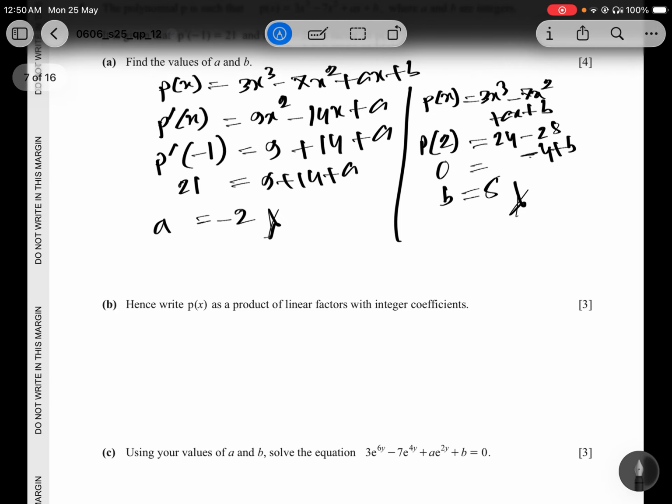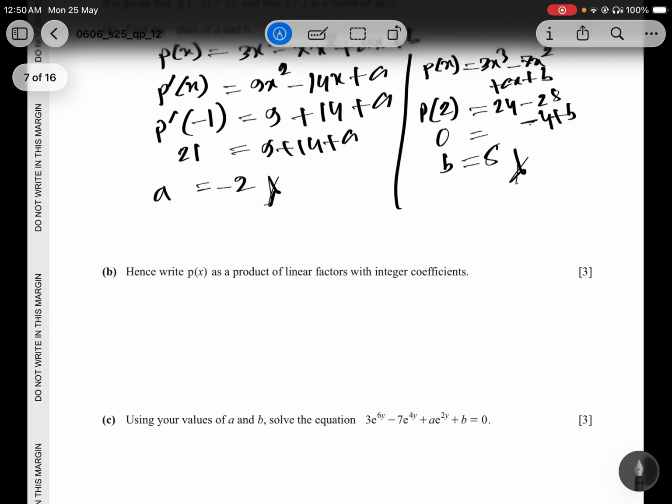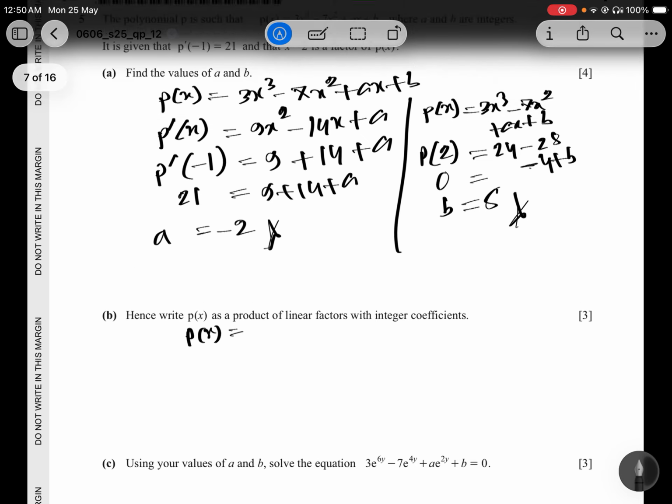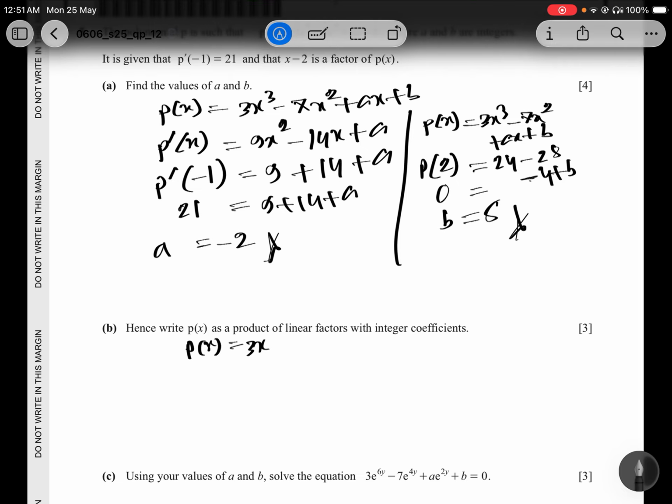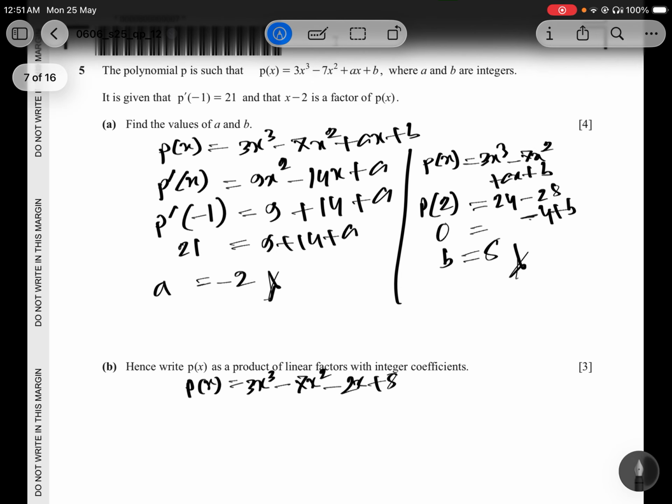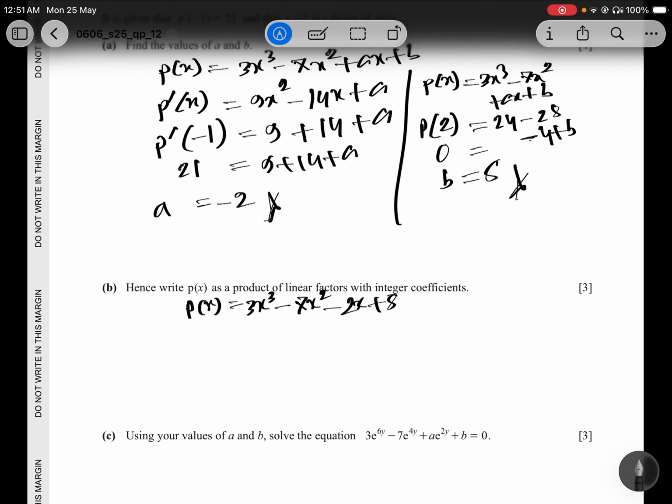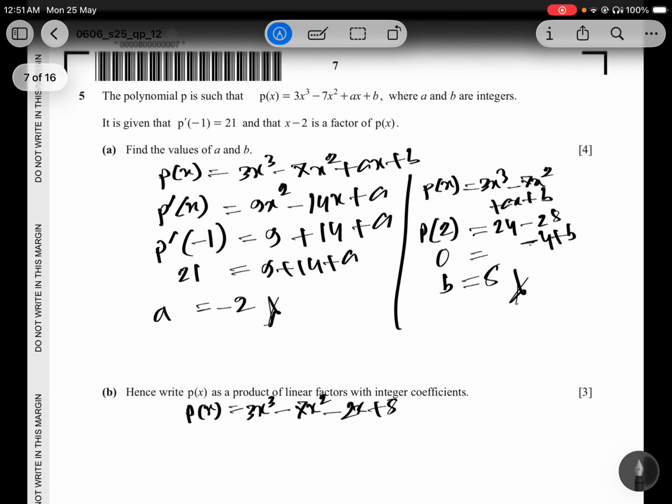Now question number b. Hence write P of x as a product of linear factors with integer coefficients. Nice. Okay. So P of x can be written as 3x cubed minus 7x squared minus 2x plus 8. Actual function is like this one. Okay, now we know that x minus 2 is a factor, right?